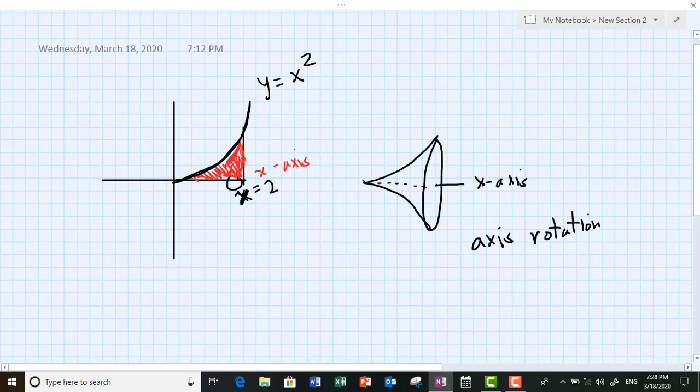So basically, when you get this solid right here, how are you going to find the volume of this solid? Now, this is not a cone, so you have a curve here.